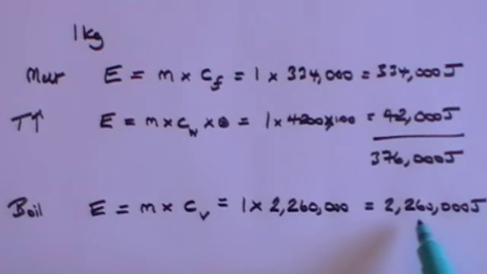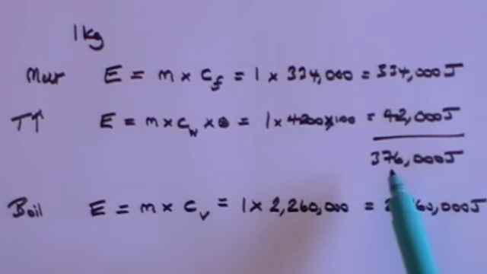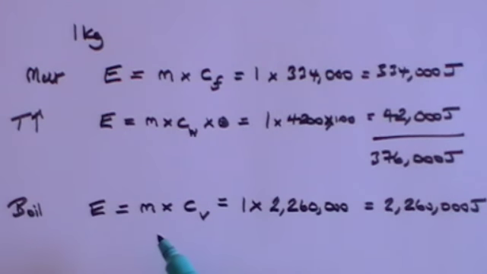So you needed 2,260,000 joules just to boil water when it's already at 100 degrees. But you only need 376,000 joules to melt a kilogram of ice and raise its temperature by 100 degrees. You need huge amounts of energy to vaporize water. So you might want to think about this when you next boil your kettle.